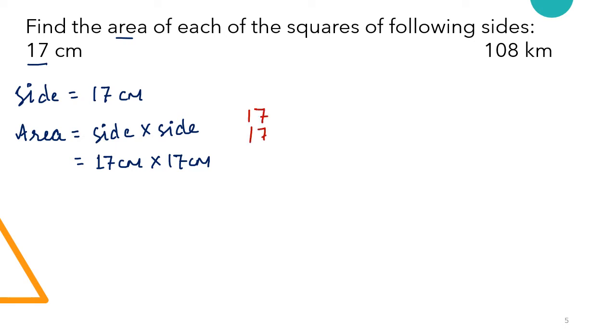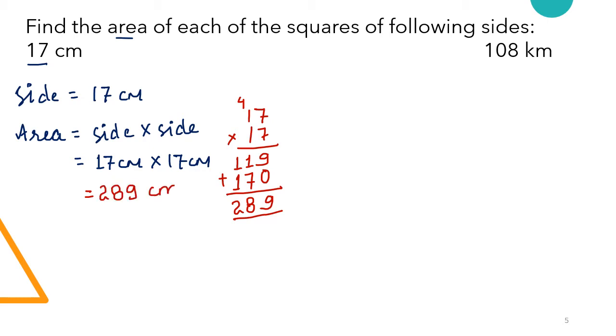17 into 17. 7 sevens are 49. 4 is carried. 7 ones are 7. 7 and 4, 11. Put 1. Then 0, and then 7 ones are 7 and 1 ones are 1. Now add them. 9, 8, 2. So area of a square is 289 centimeter square, because unit of area is square units.